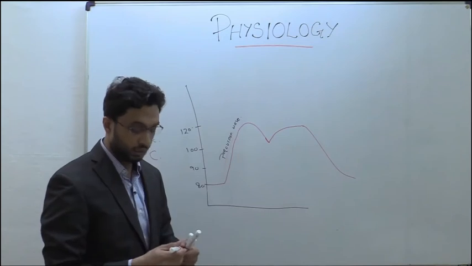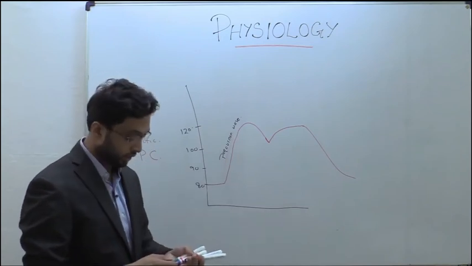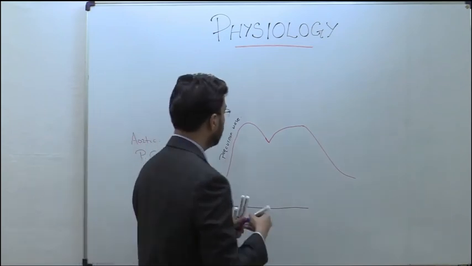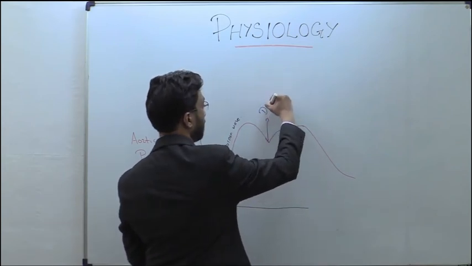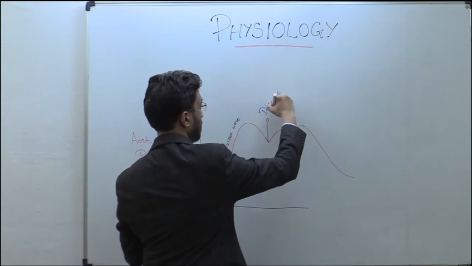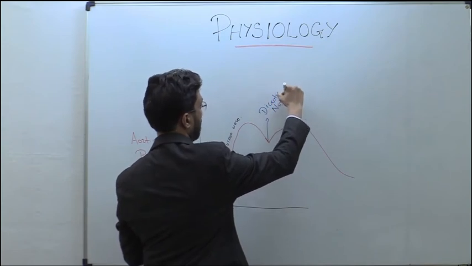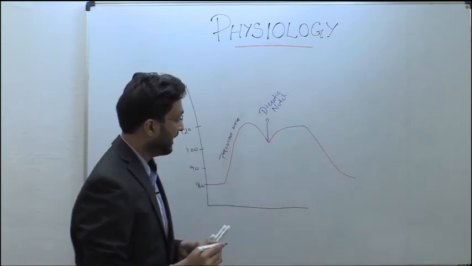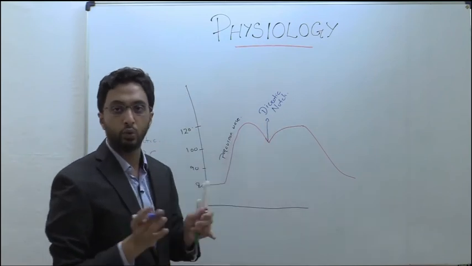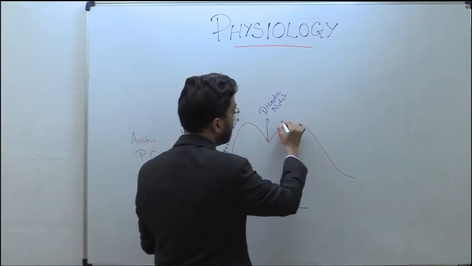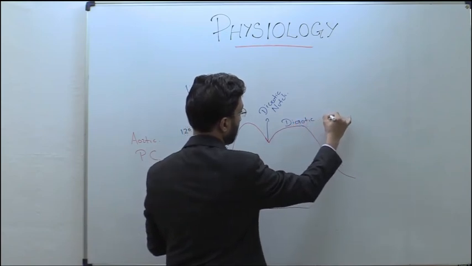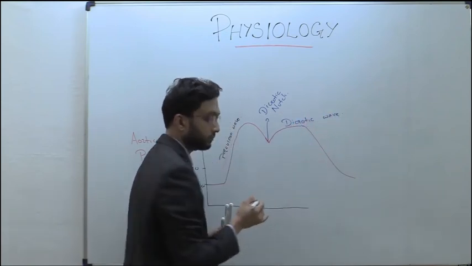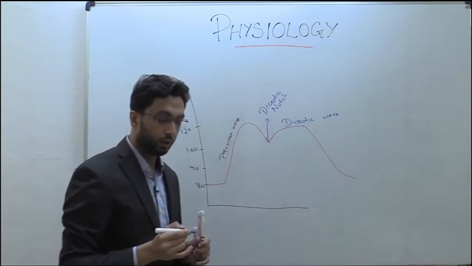So this dip is known as the dicrotic notch. It's a notch, so it's called the dicrotic notch, very important. And this secondary wave, due to elastic recoil, is called the dicrotic wave. Okay, this is called the dicrotic wave.